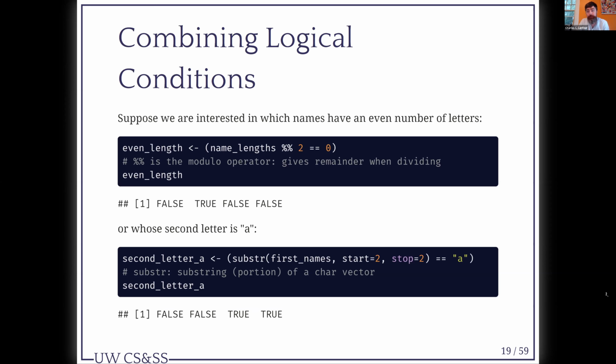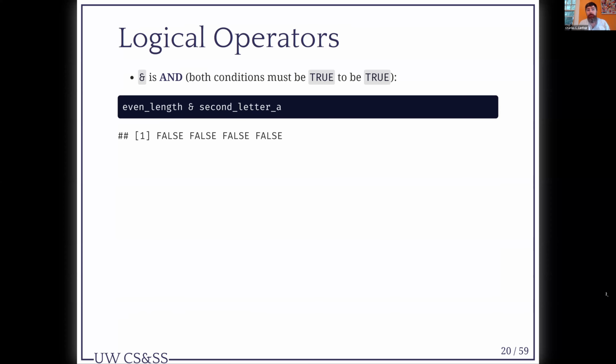We could combine these together. So the AND operator with logical operators requires that each element in the same position be true for it to produce a true. So if I say even length and second letter A, if we remember, this one over here is false, true, false, and false. This one is false, false, true, true. There are no trues in the same position in these two vectors, so everything that comes out is false. For any of these to produce a true, element 1 would have to be true in both, and element 2 would need to be true in this one and this one, but that's not true in any case, so this is all falses.